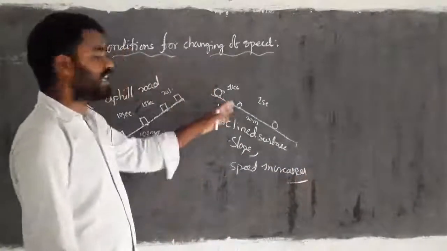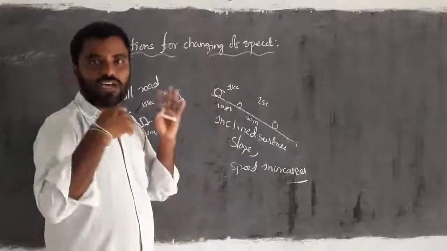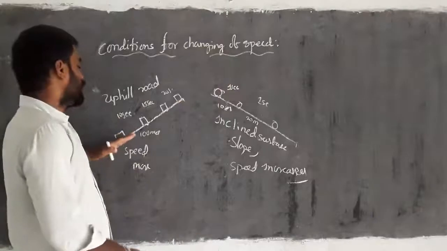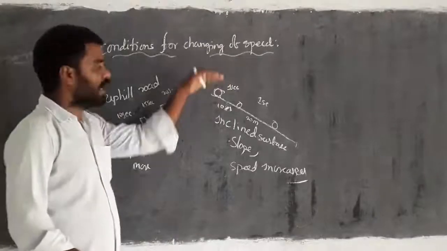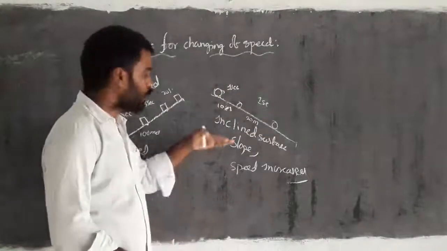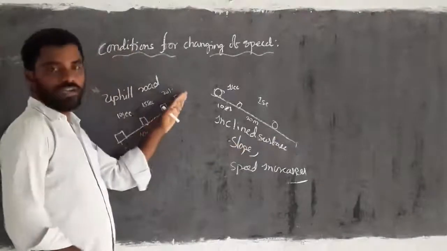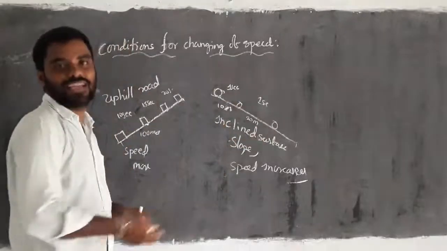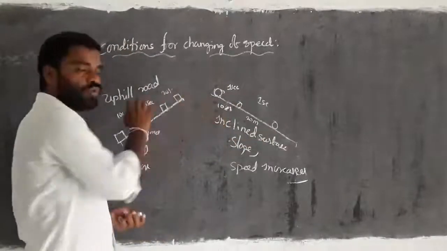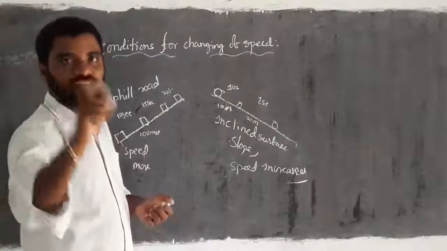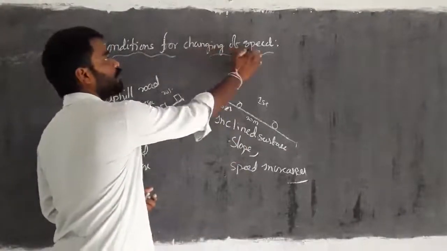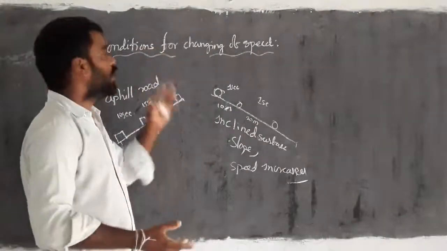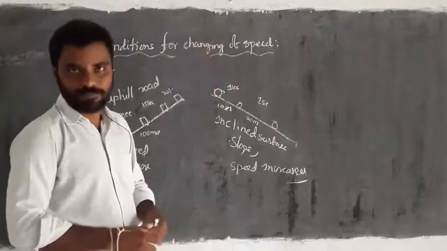So these are the conditions we see in our daily life about how speed is changed. It is generally possible on an uphill road, a slope road, or an upward plane and downward plane, what we call an inclined plane. These are the two conditions which show clear information about the changing of speed, how it's possible. So that we call the conditions for changing of speed. Have you got a clarity?